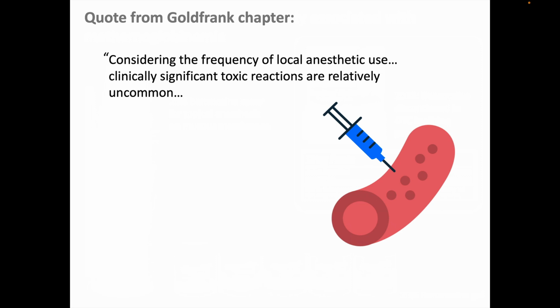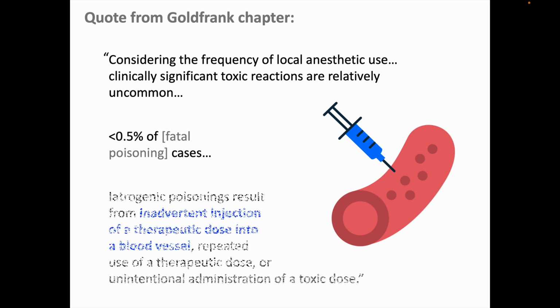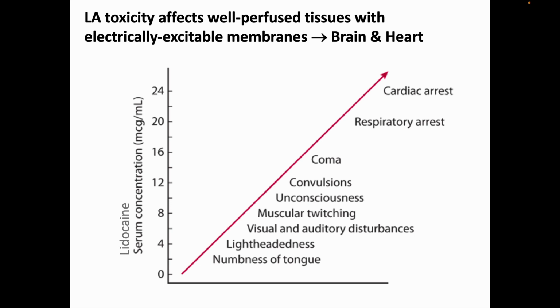Here's a quote from the Goldfrank chapter. Considering the frequency of local anesthetic use, clinically significant toxic reactions are relatively uncommon, amounting to less than 0.5% of reported fatal poisoning cases. Iatrogenic poisonings result from inadvertent injection of a therapeutic dose into a blood vessel, or from repeated use of a therapeutic dose or unintentional administration of a toxic dose. Because they are sodium channel blockers, toxicity from local anesthetics preferentially affects well-perfused tissues with electrically excitable membranes, since they are dependent on those sodium channels working to function properly. This means that we'd expect effects of serious toxicity to occur in the central nervous system and the heart.